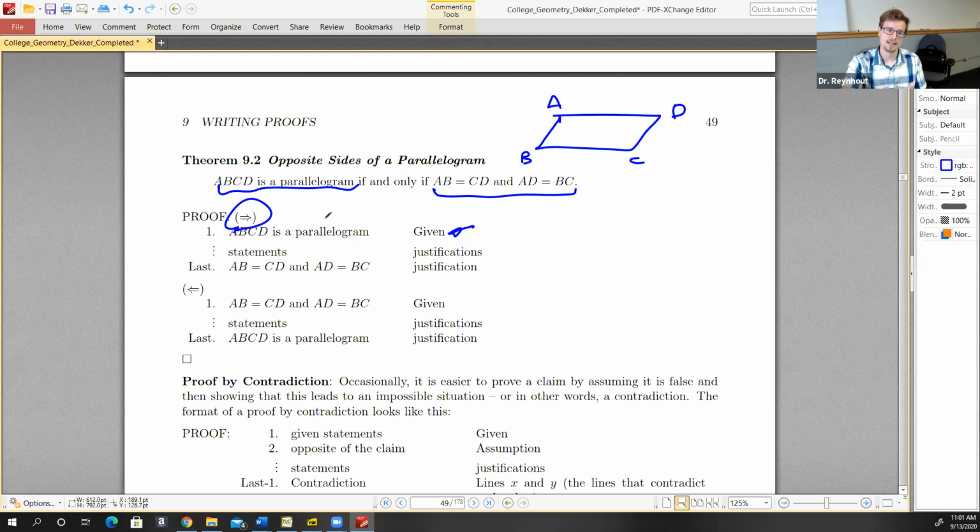So we connected the if part to the then part. Now we have to show the backwards direction. We assume this part, we say that this is given, AB is equal to CD and AD is equal to BC, right? That's given. We make a statement, we give a justification, we continue those manipulations until we end up with the statement that ABCD is a parallelogram, right? We show this direction here, and we show this direction here. Make sure that you clarify which direction you're doing at any given time and restart the count.